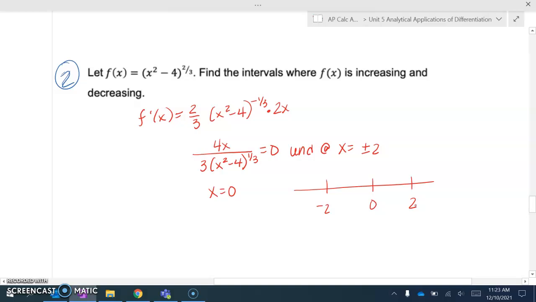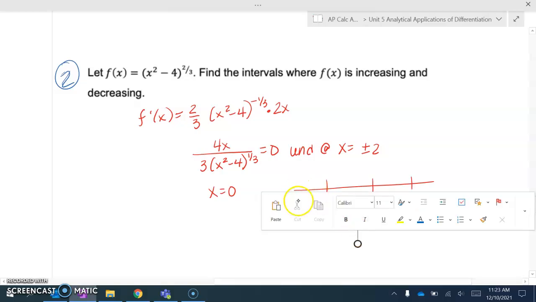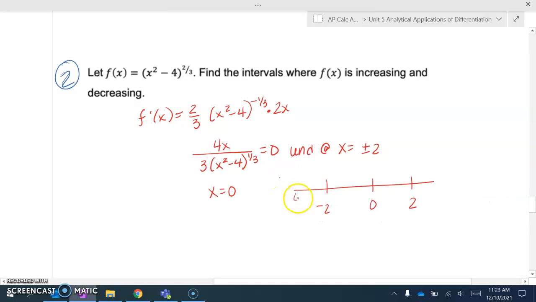Once again, I only care about if this is coming out positive or negative. So if I test, let's say, negative 3, that would make my numerator negative. Now in the bottom, if I take that squared, minus 4, so I'm going to get 9 minus 4, so that's 5, so that's a positive. So overall, this is negative.